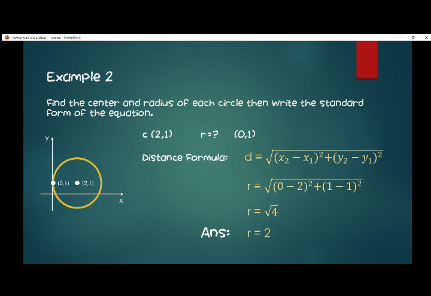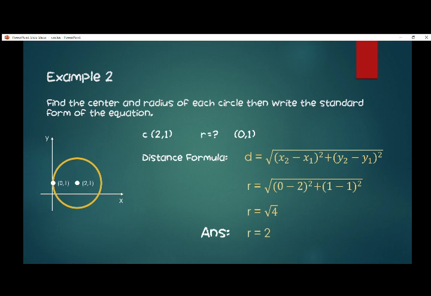And then y sub 2 is 1 and y sub 1 is 1. Ang magiging result is r equals to square root of 0 minus 2 squared plus 1 minus 1 squared. So negative 2 squared is 4 and 1 minus 1 is 0. 0 squared is 0. And then r will be the square root of 4, and the square root of 4 is 2. So ang ating radius is 2.